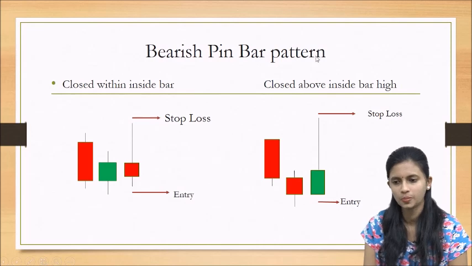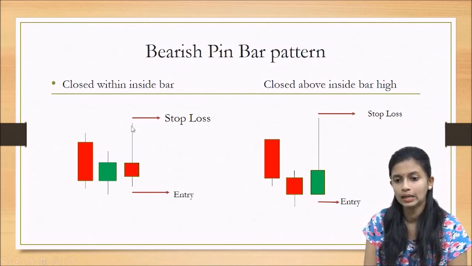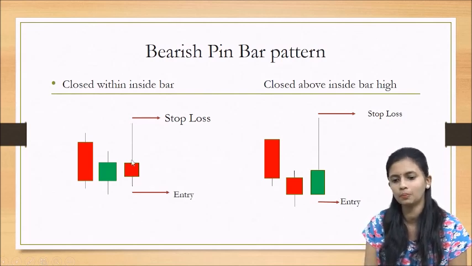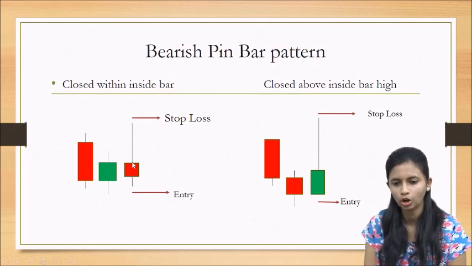Next, it is bearish pin bar pattern. As I already told, the pin bar over here, the longest wick should be above. Okay, in the bullish pin bar pattern, we observed that the longest wick was below because buyers were putting pressure, and here sellers are the ones putting pressure. So the longest wick should be at the top. Okay, here again it closed within the inside bar, that is, this is closed within the previous candle, you can see here.